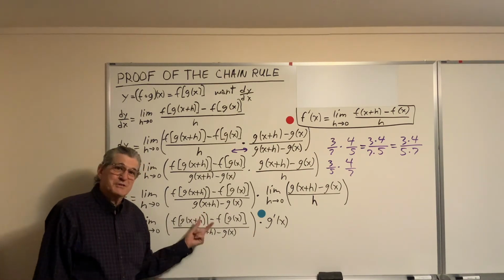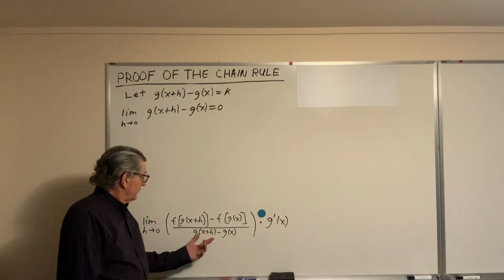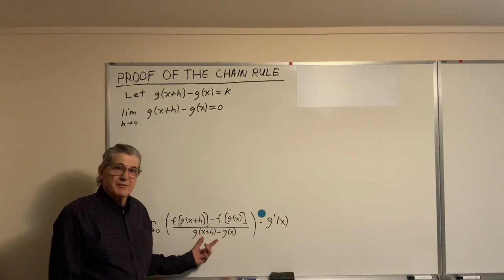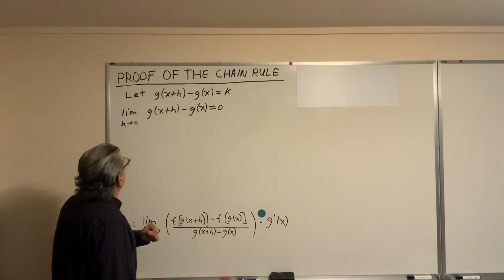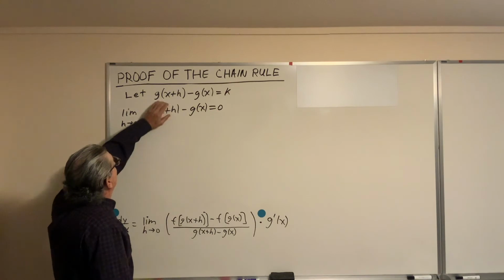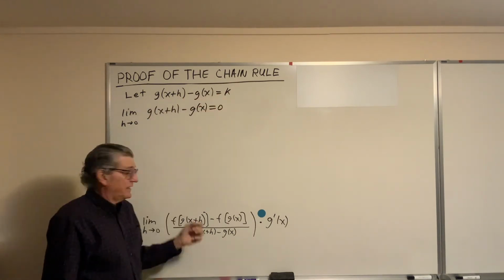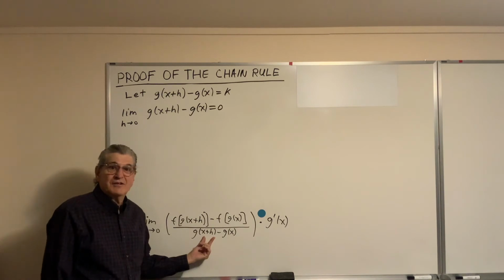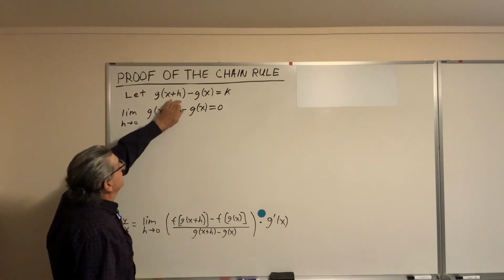Now we've got to do some work with this. Let's see if we can clean this up and make this actually work. We're going to start by letting g of x plus h minus g of x equal k. Because if we had a k down here, like an h, and we could send k to 0, that would work a lot better.